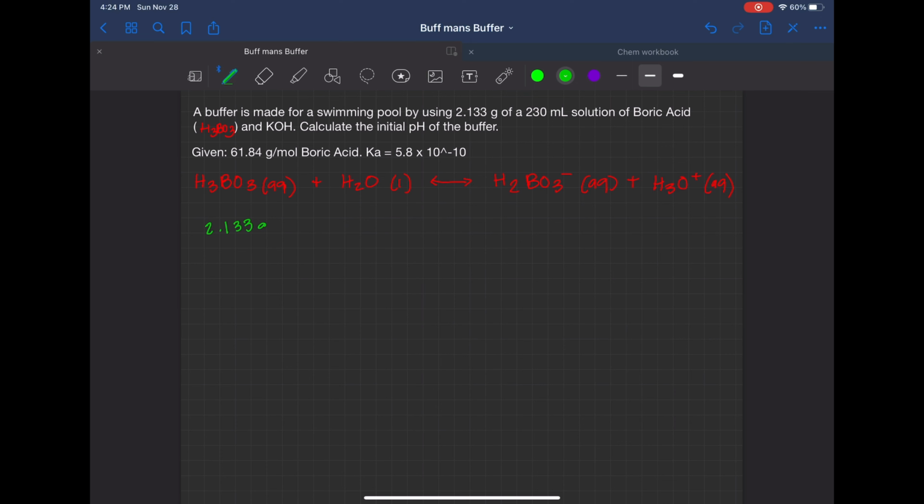Now that we have our chemical equation, we're going to start with some conversions. First we'll need to find the moles, and to do this we'll be putting the mass of our solution, boric acid, over its molar mass, 61.84. And this will give us the total moles of our boric acid solution, which is 0.0345 moles. Our next conversion will be milliliters to liters, and we'll do this by dividing our total milliliters of solution by 1,000, and that will give us 0.230 liters of solution.